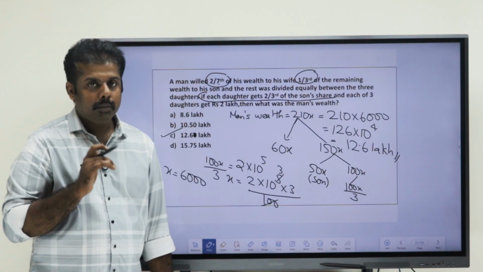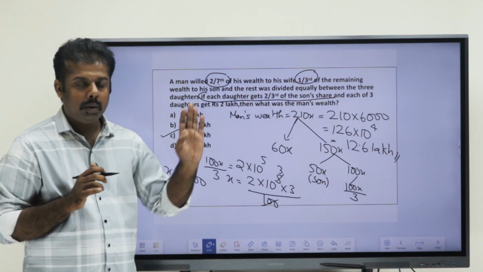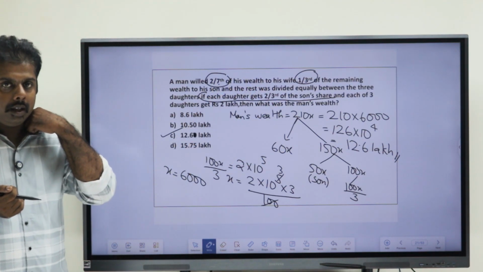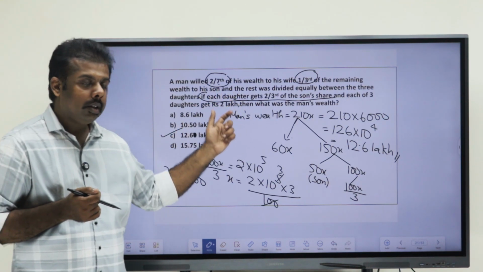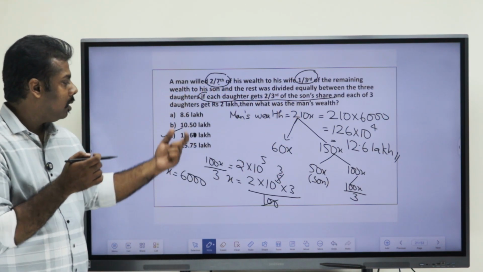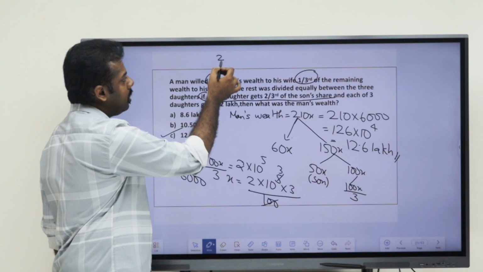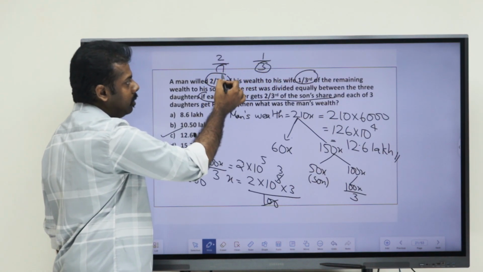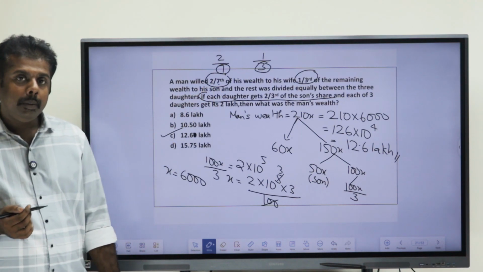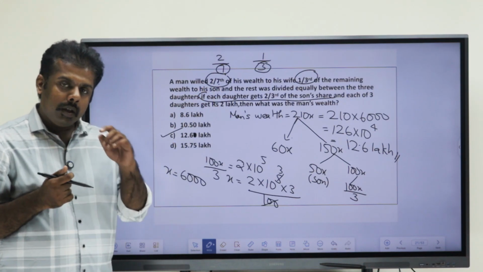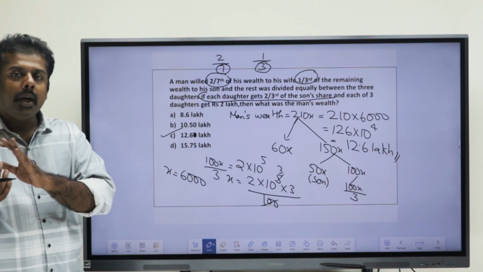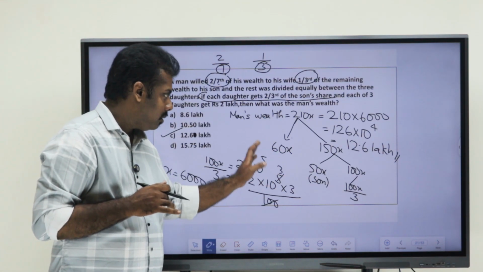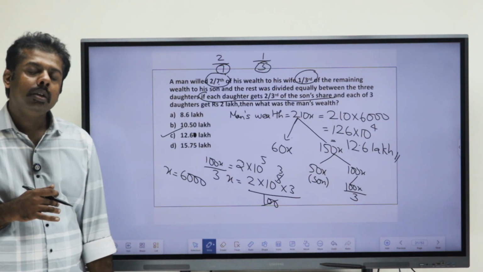So that is an important question, and the first part is a crucial part. We took the man's wealth as 210x. I hope that you got the clarity regarding why we took it that way. What was the concept? We had to take his total shares, 2/7 and 1/3. So we took the LCM of the denominators. 7 and 3 gives us 21. We took a higher value and a multiple of 21, that is 210x, as the total wealth. So that makes the calculation a bit easier.